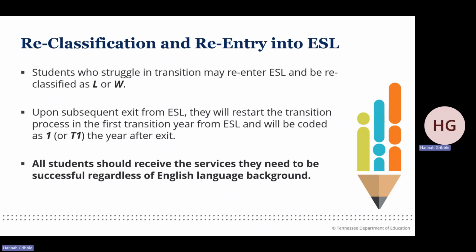Students who struggle in transition may re-enter ESL and be reclassified as L or W. Upon subsequent exit from ESL, they will restart the transition process in the first transition year from ESL, and will be coded as 1 or T1 the year after exit. All students should receive the services they need to be successful, regardless of English language background.